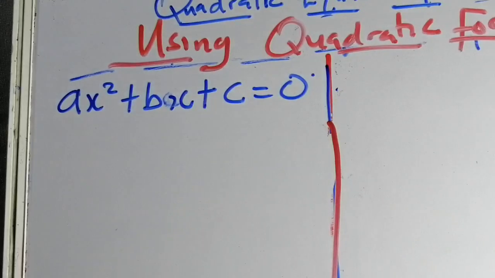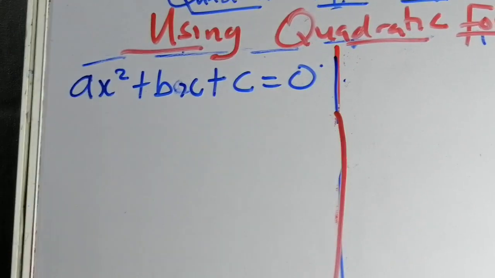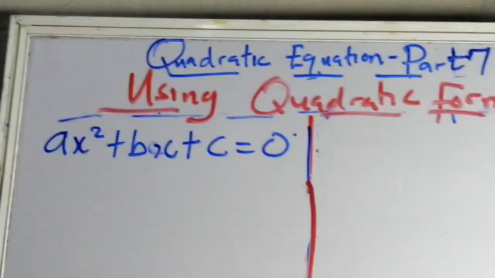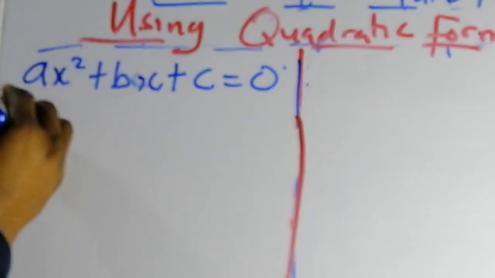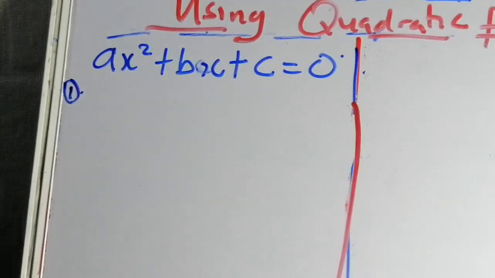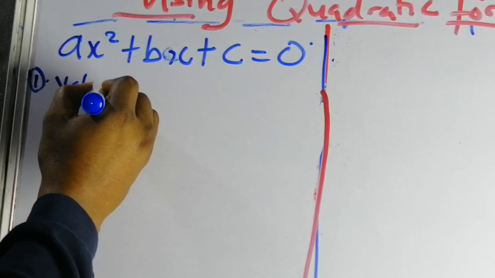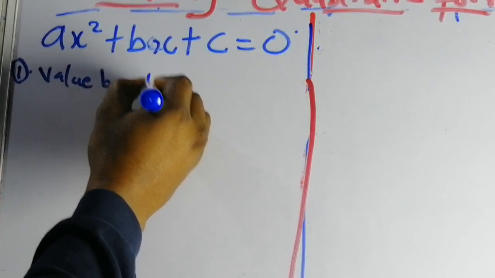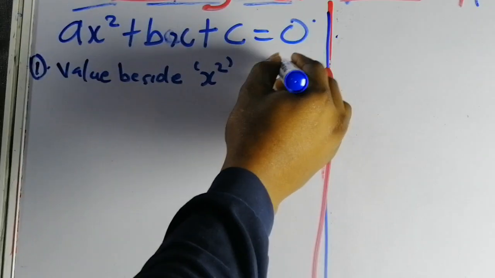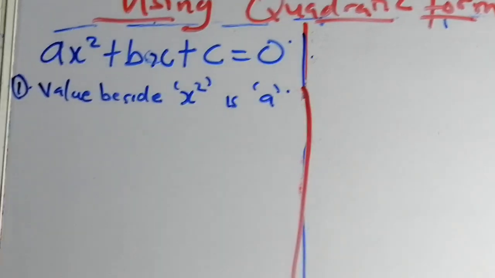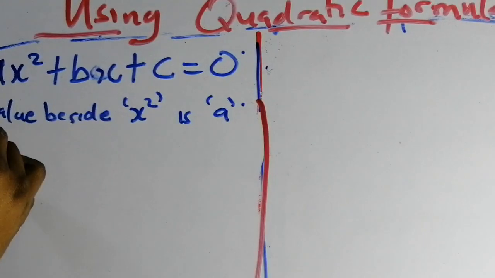So now, in this case, look at what we have here. Is the coefficient, the value beside x squared, 1? No, because we have a here. So what do you do? Step 1: the value beside x squared is a. That's step 1. The value beside x squared is what? It is a. Now step 2.